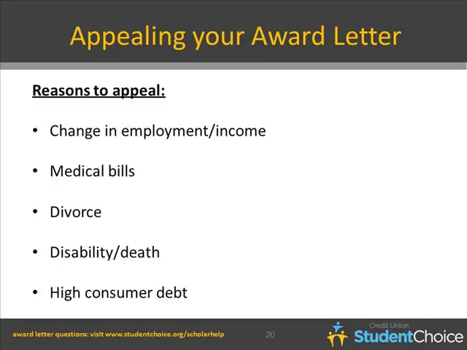So if there was a change in employment or income since those documents were completed, if you have excessive medical bills, if a divorce, a disability, or a death has come into play, or if there's really high consumer debt and there was nowhere to notate it through that initial process, then you could potentially approach your school about appealing your award letter. Appealing just means that you're going to talk to your school through whatever process they use, and together the school and the family can figure out if there's something more the school is able to do to help meet the family's actual needs and close the gap between what they originally received on their award letter and what they're able to do.